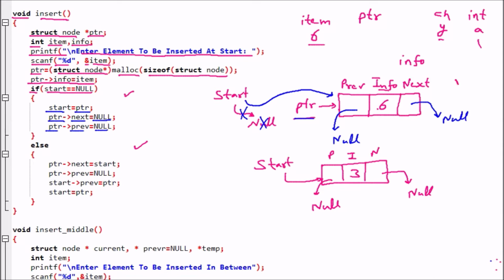Now we have to add this ptr here. So the else part will run: ptr next is equal to start. So this one will be equal to start. ptr previous is equal to null. So ptr previous, as we have said, is null. Start previous is equal to ptr. Start previous, talking about this start, this is the previous, is equal to ptr.